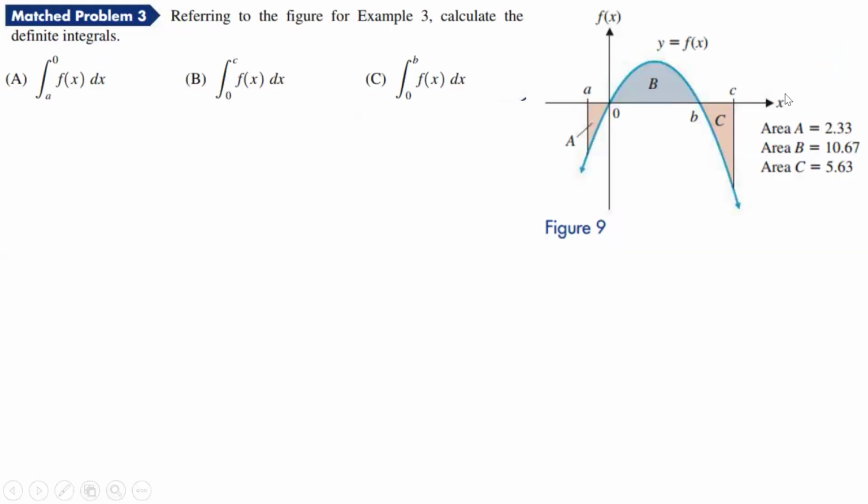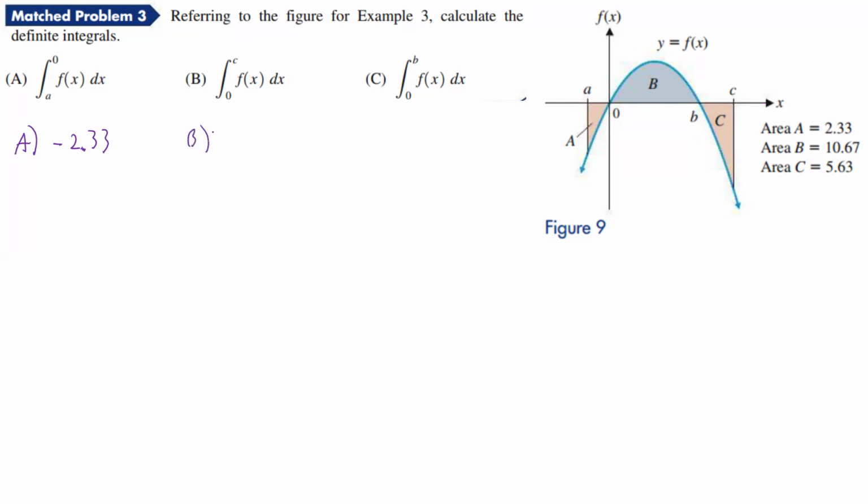So with that in mind, we can use this figure 9 to help us figure out these areas A, B, and C that they're asking us for. For A, they want to go from a to 0. Well, a is over here, 0 is here, so we want to find this area here, so we want to find that integral. That says 2.33 is the area here. But what is the signed area? The signed area is going to be negative 2.33, because this area here is given as the positive of it, and since it's below the x-axis, it's a negative.